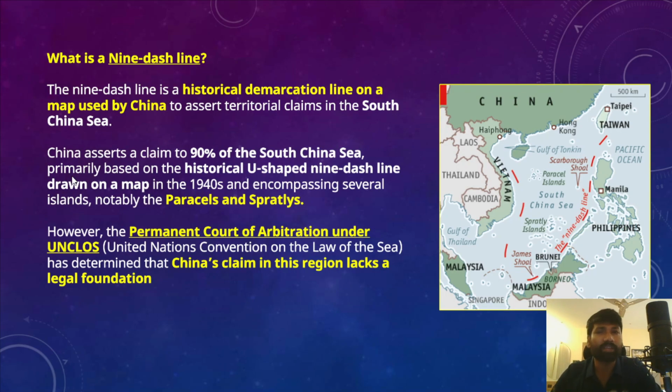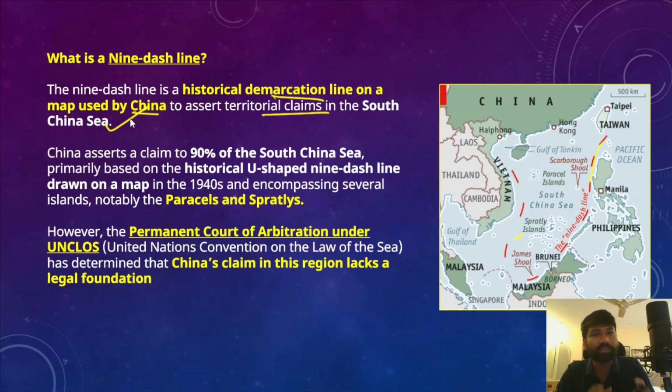So we'll try to understand briefly about the 9-dash line. This is how the 9-dash line has been drawn by China, indicated as a dotted line in red color. This is the South China Sea, and over it there are a number of claims from different countries, whether Vietnam, Philippines, Malaysia or Indonesia. All those countries have claims over the South China Sea, but China has unilaterally drawn this boundary line, the 9-dash line. It is a historical demarcation line on a map which is used by China especially to assert its territorial claims in the South China Sea.